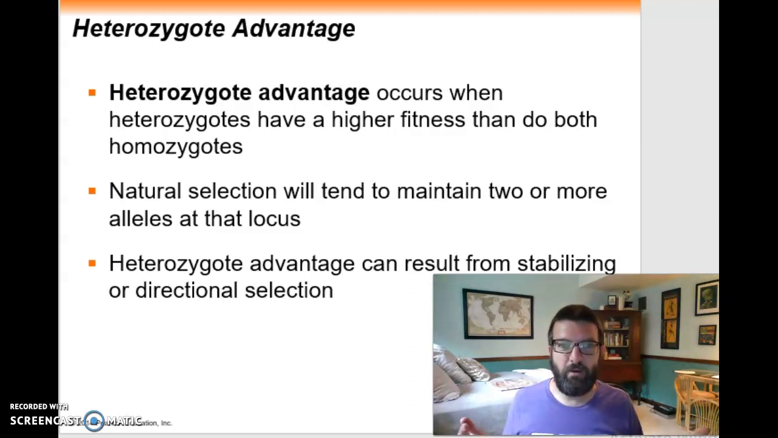So maybe pink flowers in our red and white allele example are the most fit, right? Maybe a particular pollinator prefers pink flowers for some reason. And because to have a pink flower, you need to have a red allele and a white allele, both alleles are able to stick around in a population. And if both alleles are still in the population, you're still going to have homozygous individuals of both kinds of alleles. They will just be at a competitive disadvantage when they pop up.